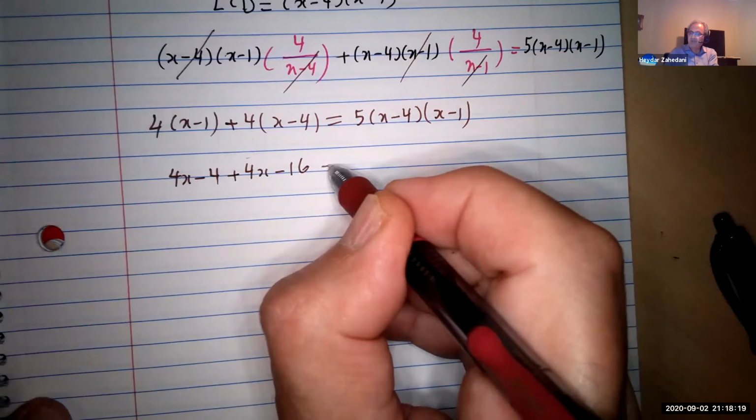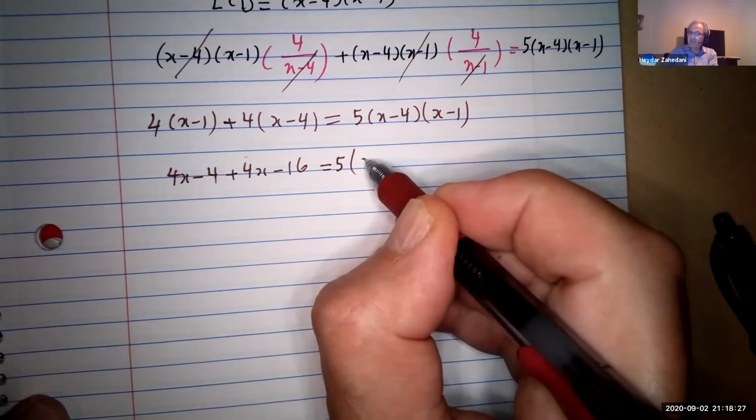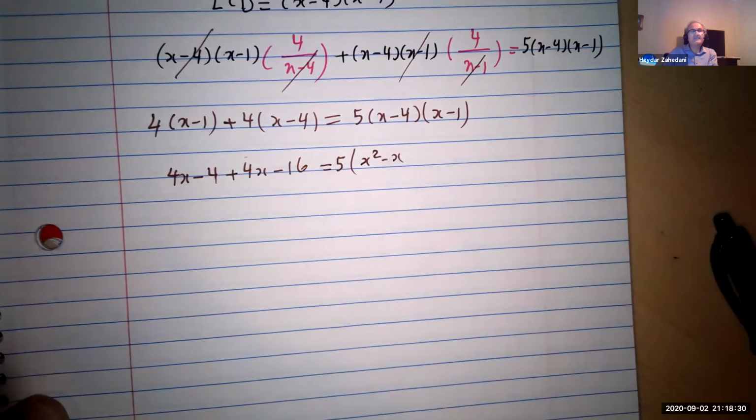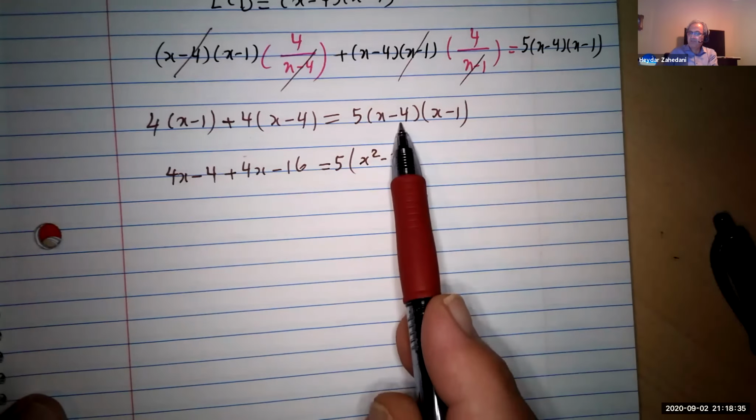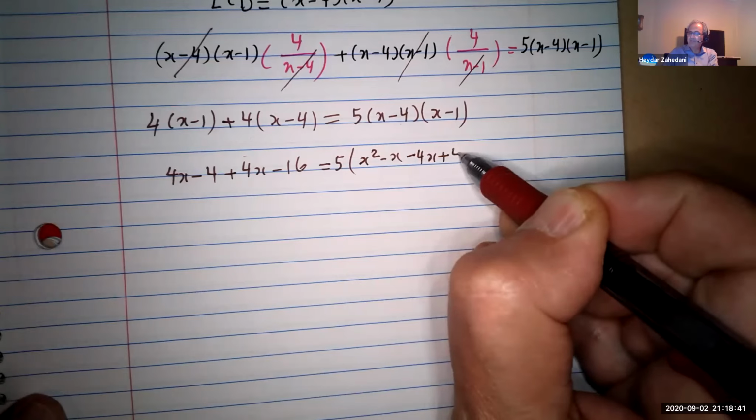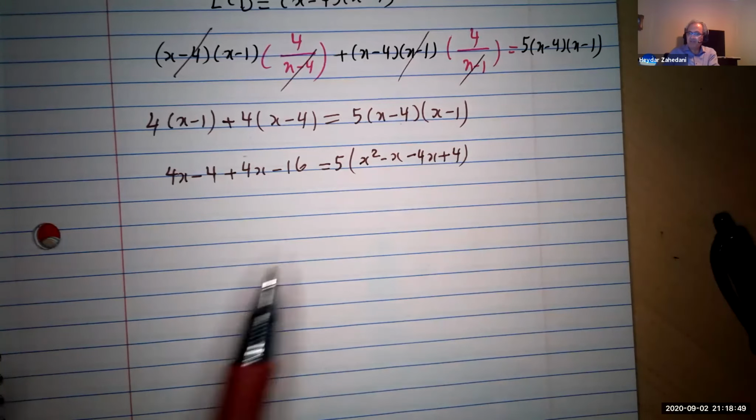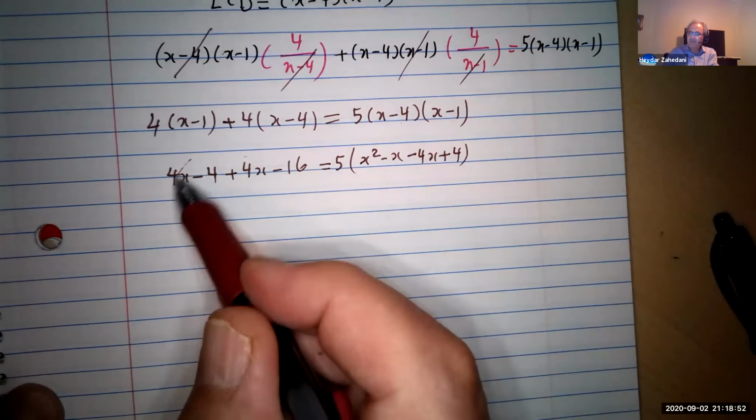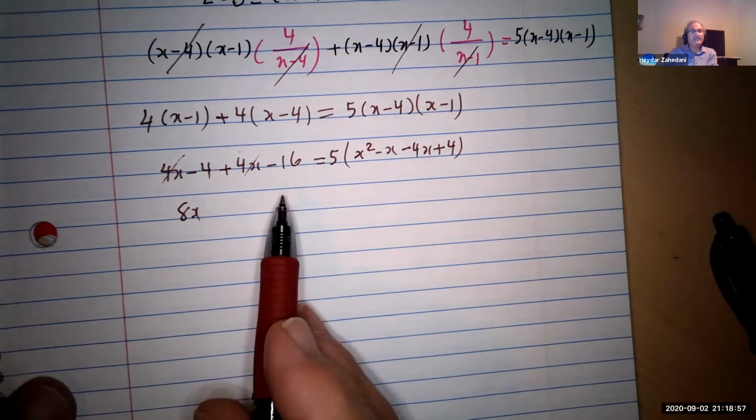On the other side, you have to FOIL it first. Multiply the x inside. That gives you x squared minus x. Then do the negative 4, so it's going to be minus 4x plus 4. I use the FOIL method. You have to multiply the 5 inside and simplify. You can take care of the like terms here. 4x and 4x would be 8x. And negative 4 minus 16 would be negative 20.